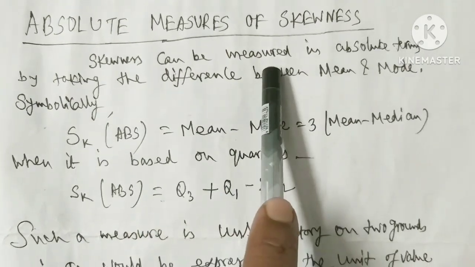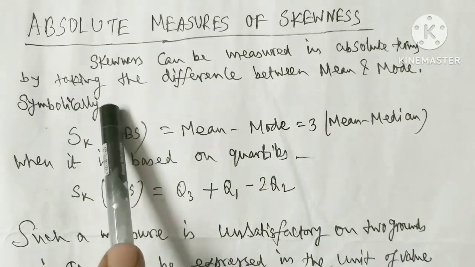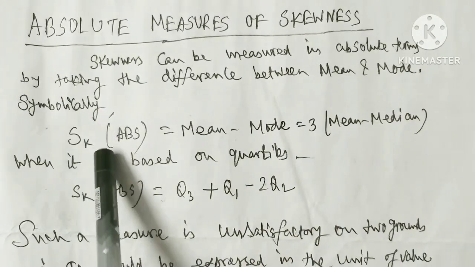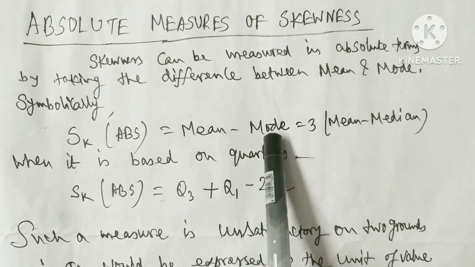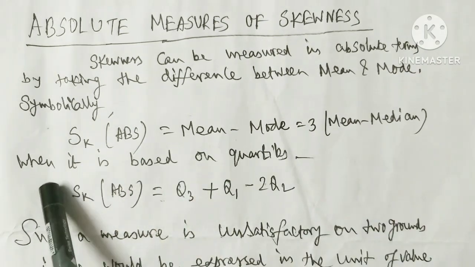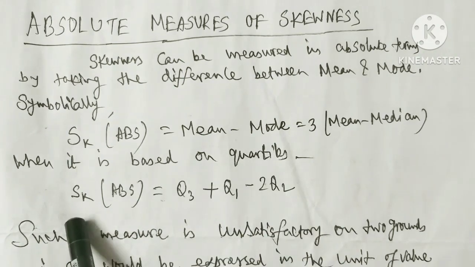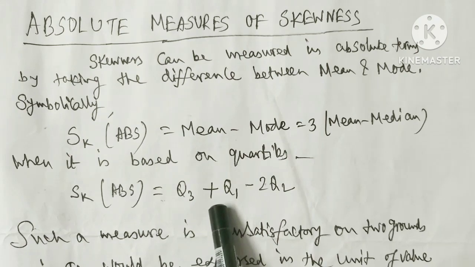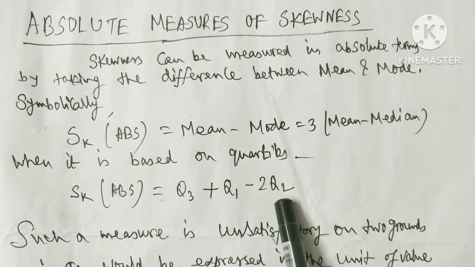Skewness can be measured in absolute terms by taking the difference between mean and mode. Symbolically, skewness (absolute) equals mean minus mode equals 3 times (mean minus median). When it is based on quartiles, this becomes skewness Sk (absolute) equals Q3 plus Q1 minus 2Q2.